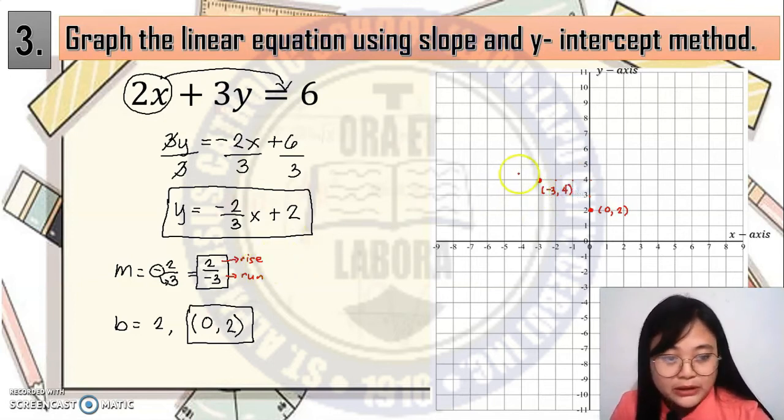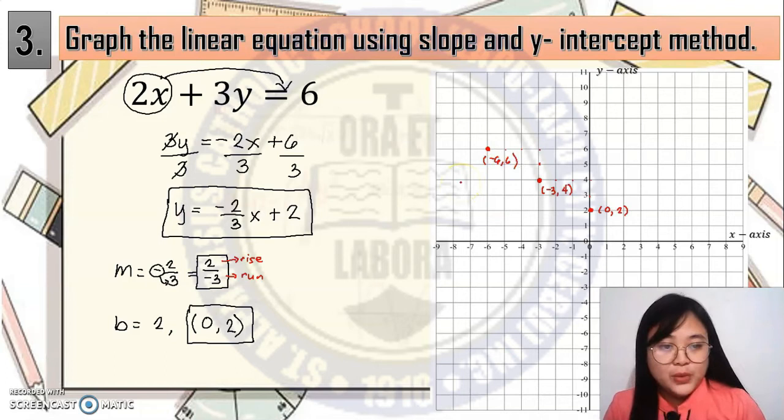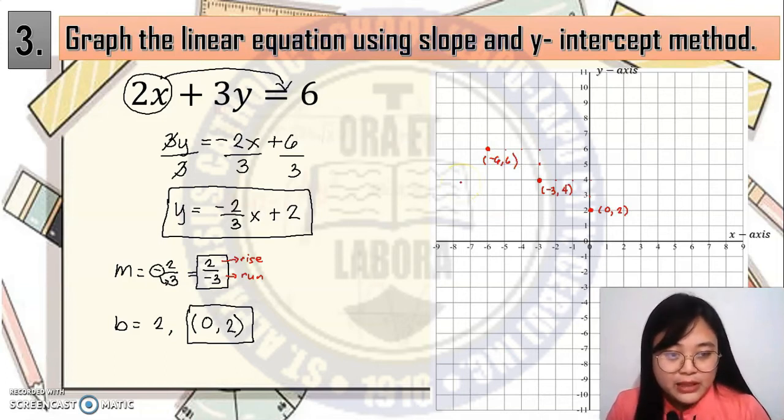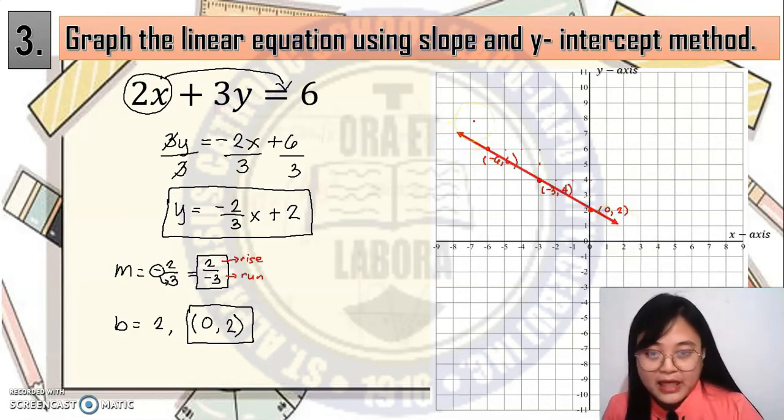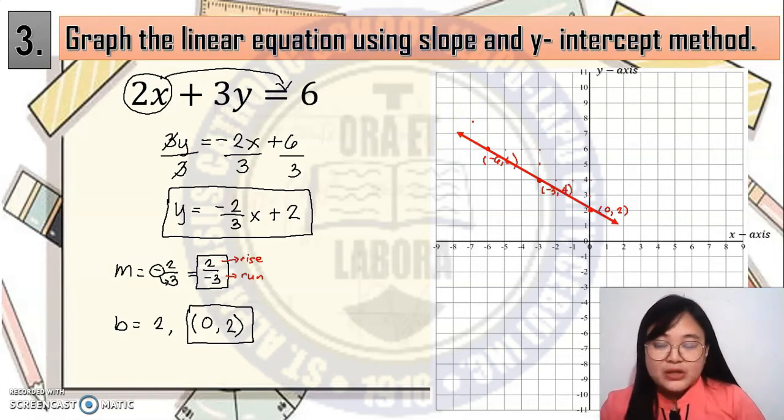Next, do the same manner, rise 2 units upward, 1, 2, and run to the left 1, 2, 3. And the third point is negative 6, 6. After having all the points, connect the 3 points using a straight line and put arrowheads in each end. And that's all, class, for graphing linear equations using the slope and y-intercept method.